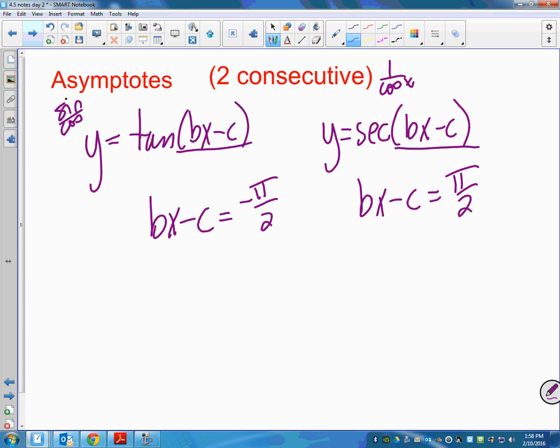I am not going to make you graph any by hand with the phase shift, but I am going to make you find 2 consecutive asymptotes. And we're going to do an example like this in just a minute that has a c value.